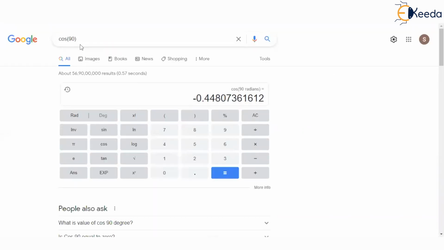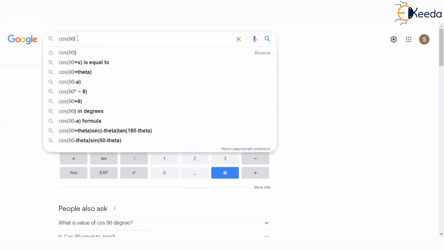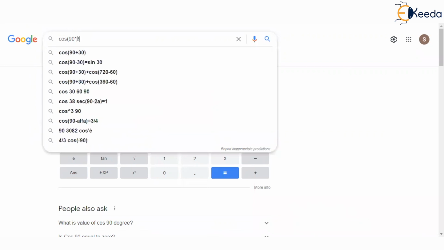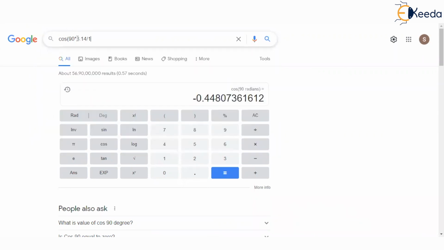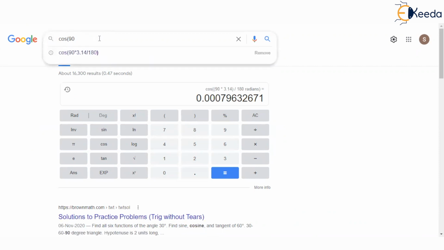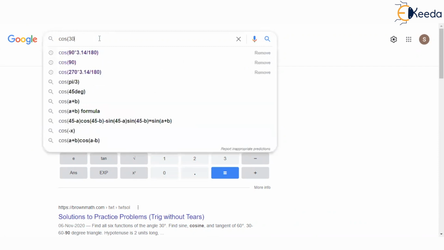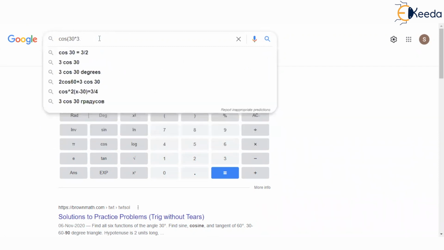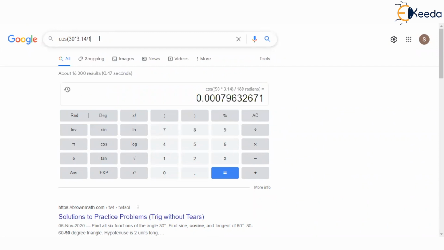No, it's not. So it should be in radians, I think. So I should give 90 multiplied by 3.14 upon 180. It should not be in degrees. It should be in radians, it seems. Yeah, it is close to 0. So this is 90 into pi by 180, in radians. Okay. So I want to find out cos 30. So it should be cos of 30 multiplied by 3.14 upon 180. Correct?